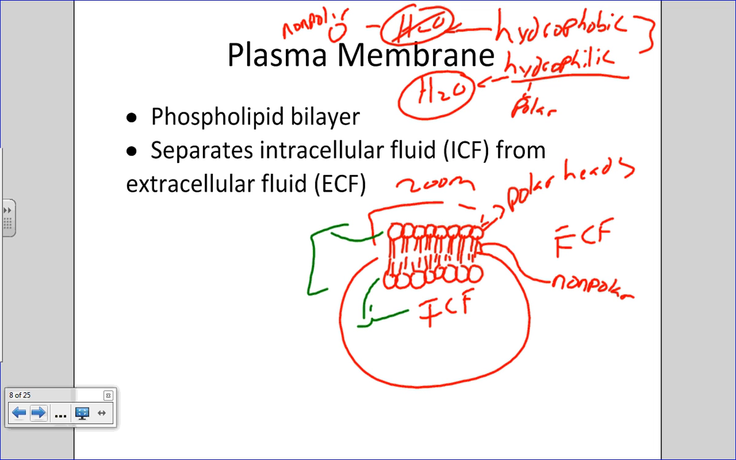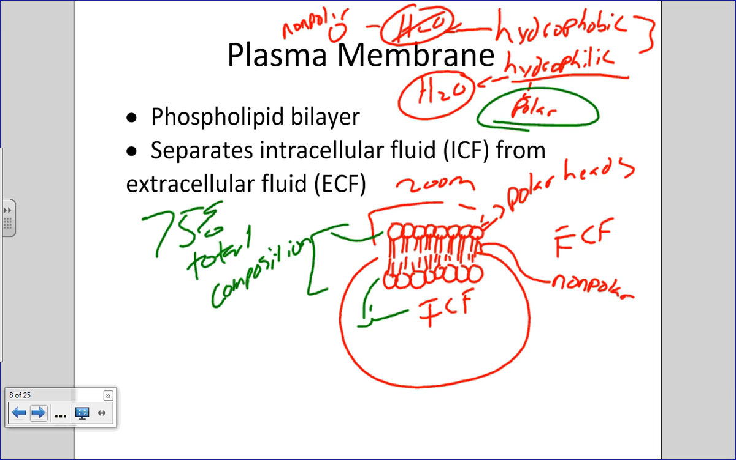Now what's interesting is you have to bear in mind that the cell membrane is primarily composed of fat. Probably about 75% of the total composition of a plasma membrane is fats, phospholipids. So bear in mind that being that the cell membrane is primarily made out of fat, polar charged objects do not get in very easily. They can't get by these nonpolar tails. There's no getting by those. Because remember, polar and nonpolar molecules do not interact with one another.